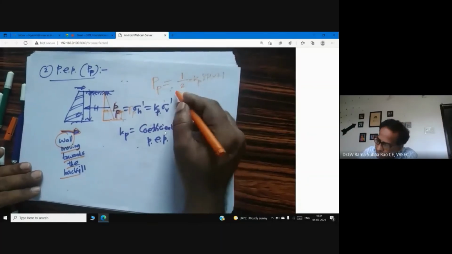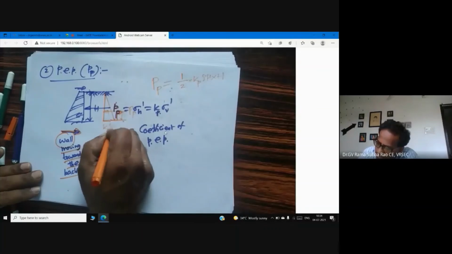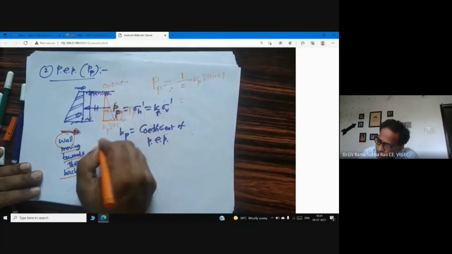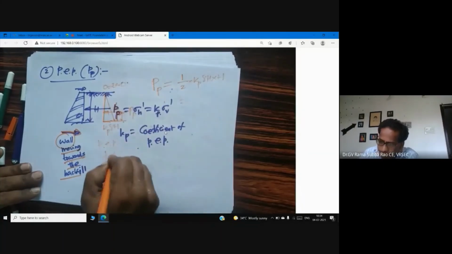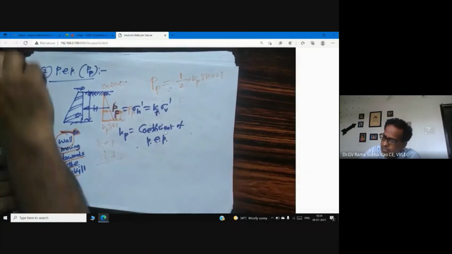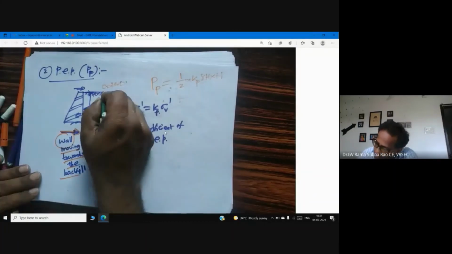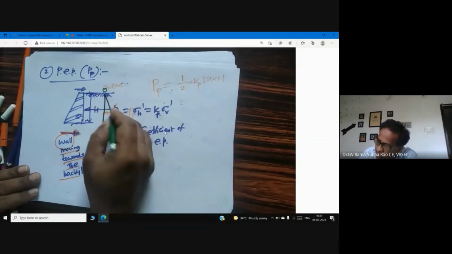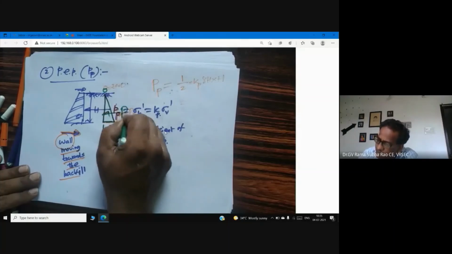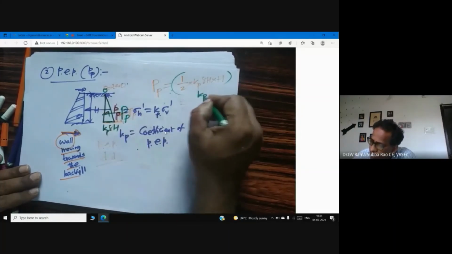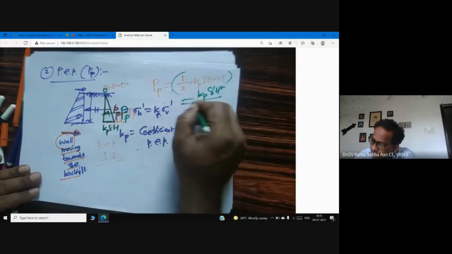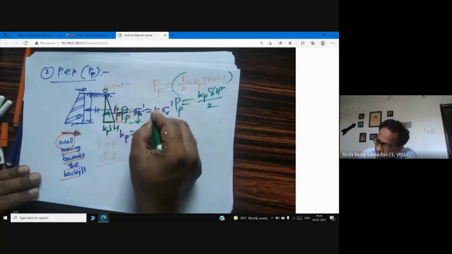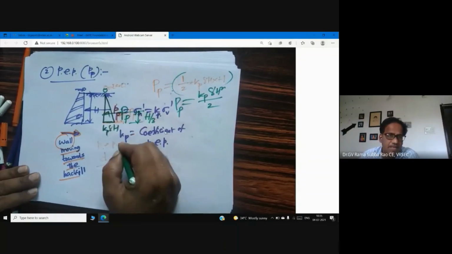Base into height. Here, I can write without any hesitation, gamma into H. This is 0 here. This is the passive earth pressure distribution diagram, right from top to bottom. Now what I'm expecting is PP. Tell me capital PP. Kp gamma H square by 2. This is PP. So what is the point of application of the resultant from the base of the wall? H by 3.